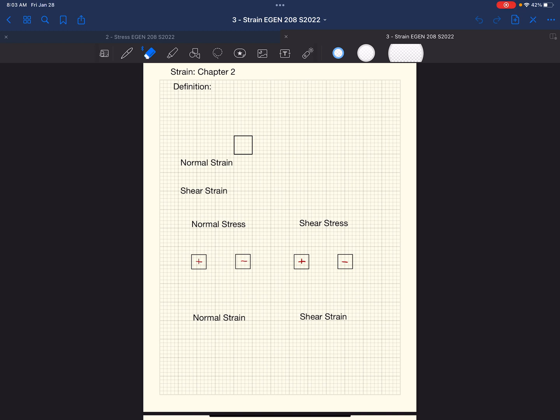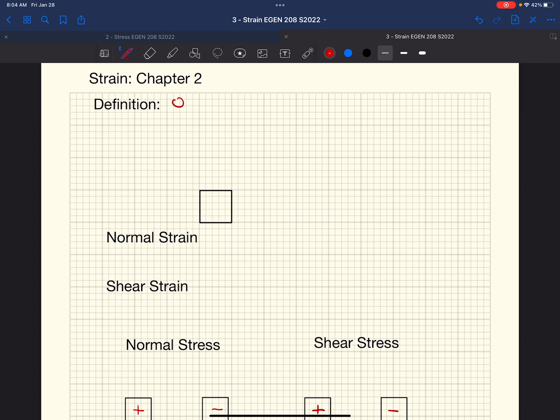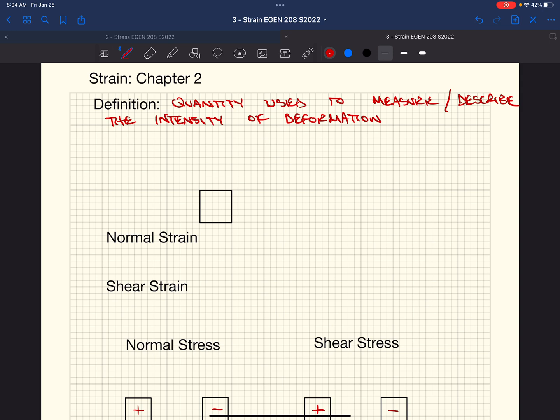We're going to jump now into chapter 2 of the text, which talks all about strain. What is strain? Strain is a quantity used to measure or describe, instead of the intensity of the force, the intensity of deformation. Where deformation is really just a change in dimension.